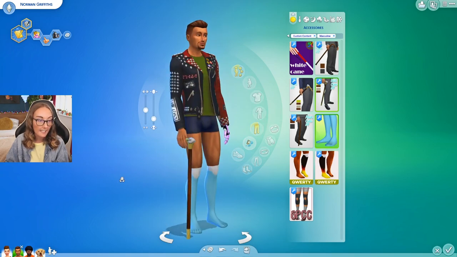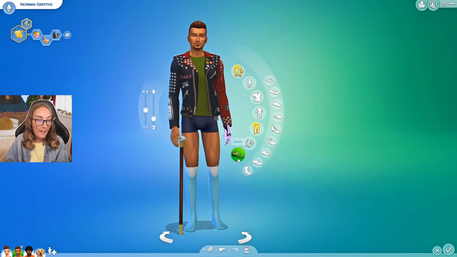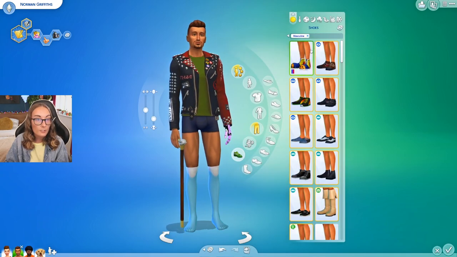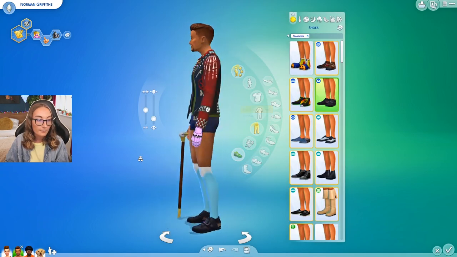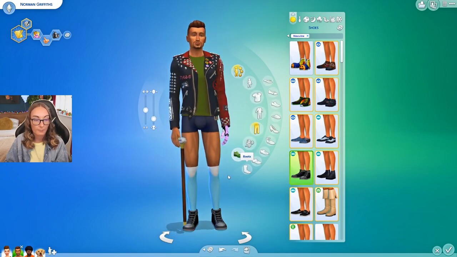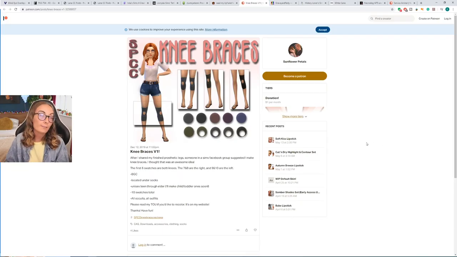I'm actually just going to take that off so you can see. And then if we go to shoes, he should be able to put on any shoes over this prosthetic leg. And then last but not least, for Create a Sim accessories for your Sims, we have these knee braces.